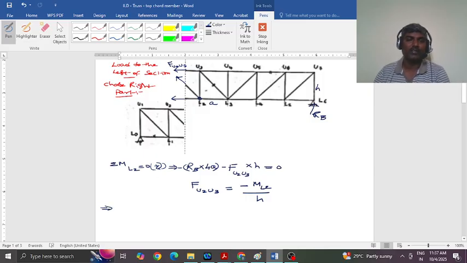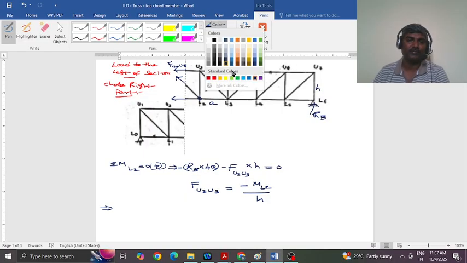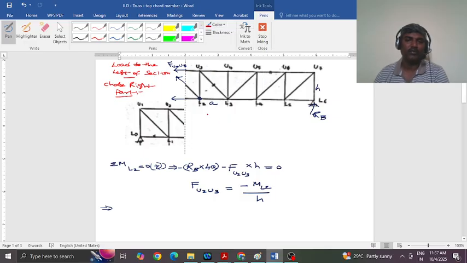Now let the load cross this section and travel to the right part. The load is now on the right part, so I choose the left part. The load is traveling like this on this part. I choose the left part because the right part now has got two loads, whereas the left part has got only one reaction, let us say RA. So now the load is on the right part.